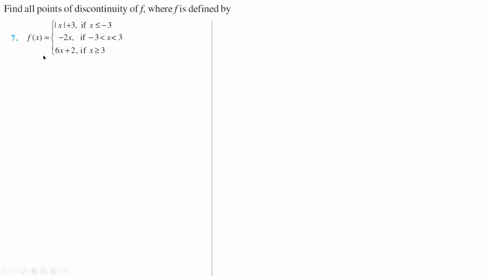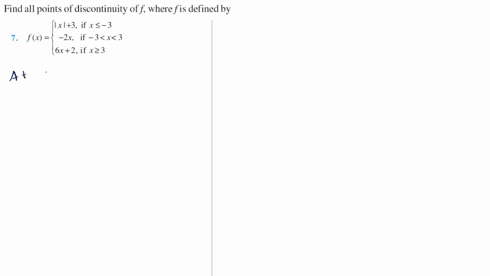Now the next question, find all points of discontinuity where f is defined by f of x is equal to mod x plus 3 if x is less than or equal to minus 3, minus 2x if minus 3 is less than x less than 3, and 6x plus 2 if x is greater than or equal to 3. So here we have to examine 2 points, minus 3 and 3, to check the points of continuity or discontinuity.